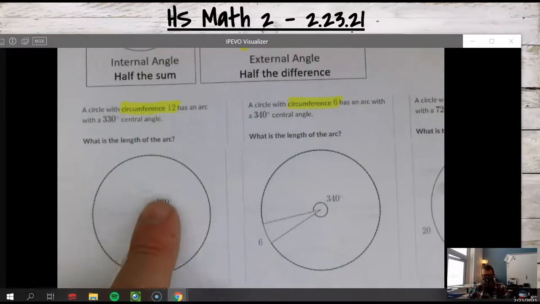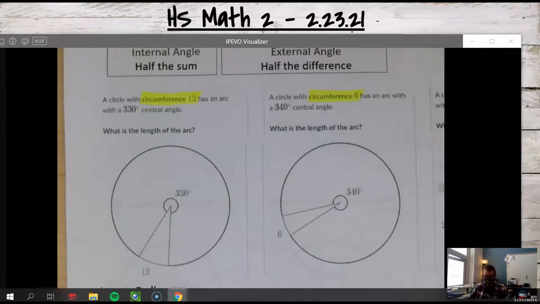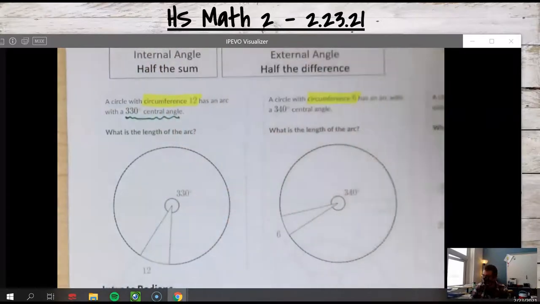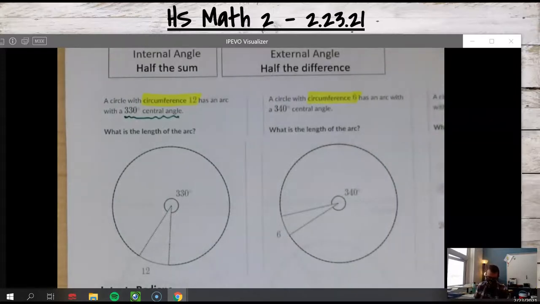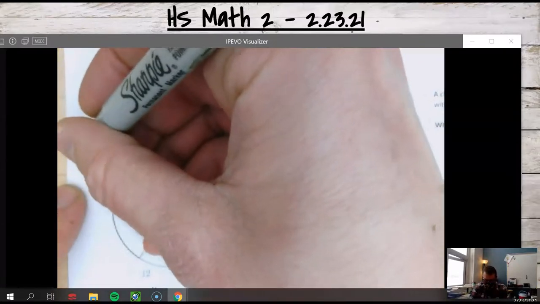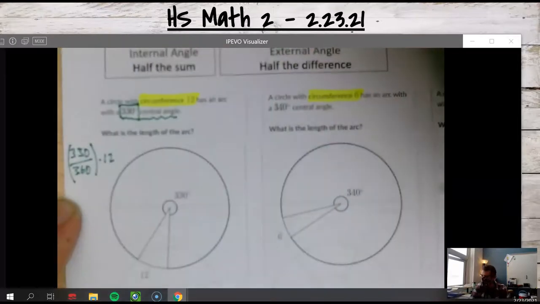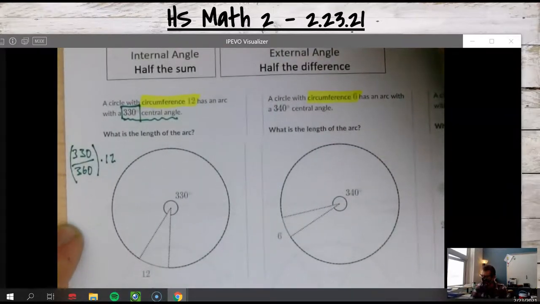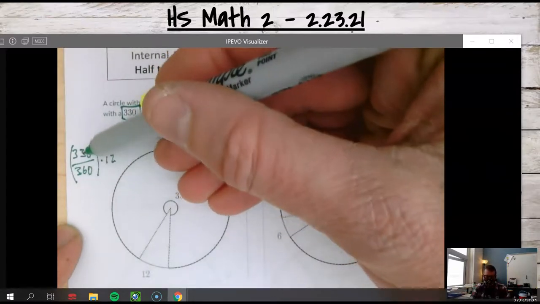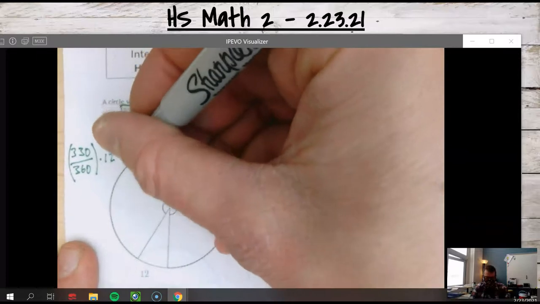Who can remind me how we're going to do the first one here? Because I see a couple people's pencils not moving, so I feel like we should go over one of these together. Even though it might be tempting to look at the small angle, our central angle is the 330, so it's the big arc all the way around. We are going to take the angle given divided by the entire degrees and multiply that by your circumference. This actually simplifies to 11 twelfths times 12, which is real fun. This actually comes out to be 11.